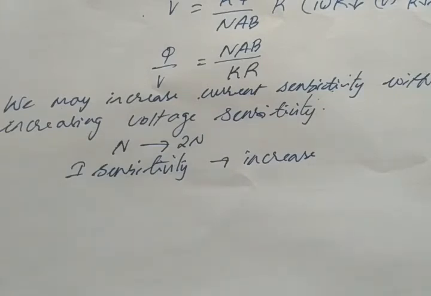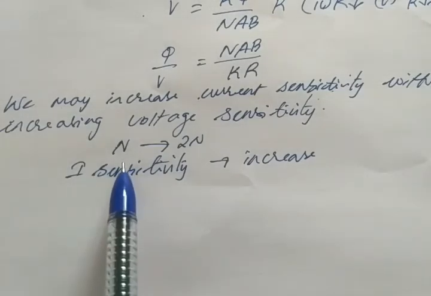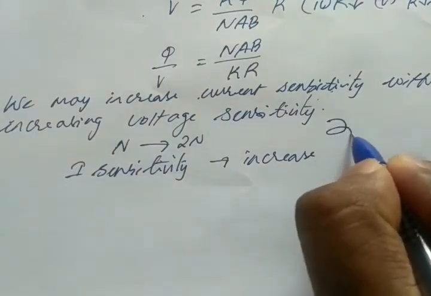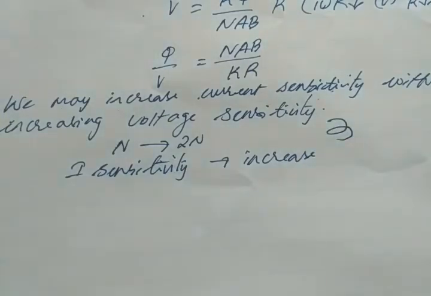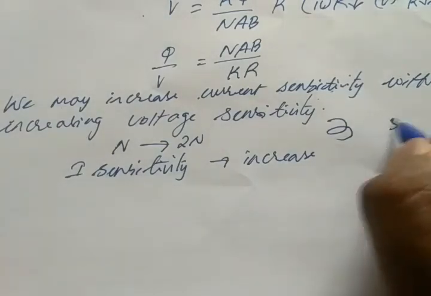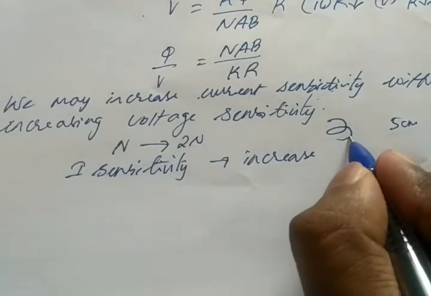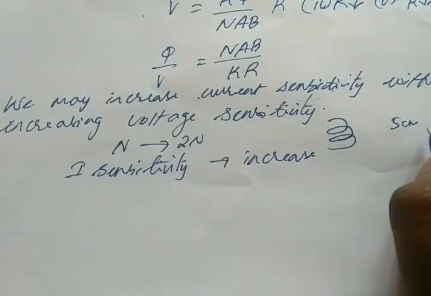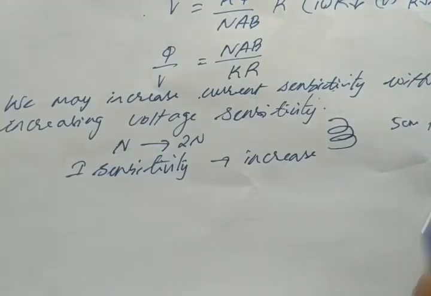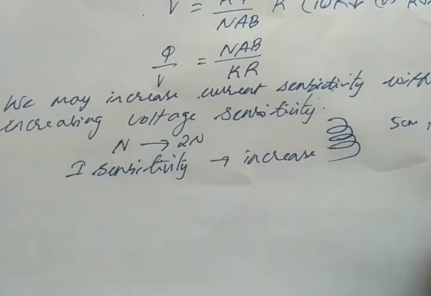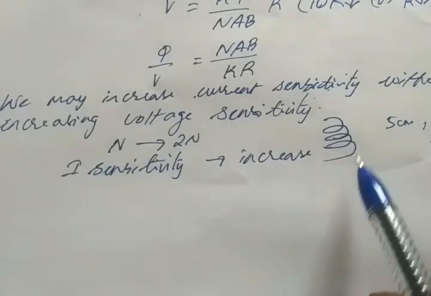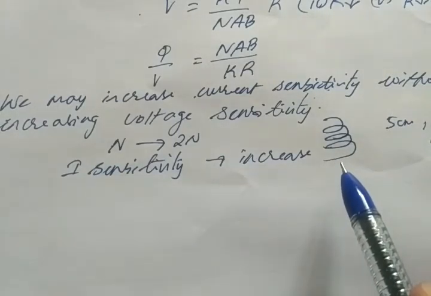Just think about it. The number of turns means the length of the coil, right? Initially I have one turn. It has a certain length, for example 5 centimeter. Then I increase one turn, it will increase to 10 centimeter. I increase another turn, it will increase to 15 centimeter. So when I increase the number of turns, I'm actually increasing the length of the coil. Can you get my point?